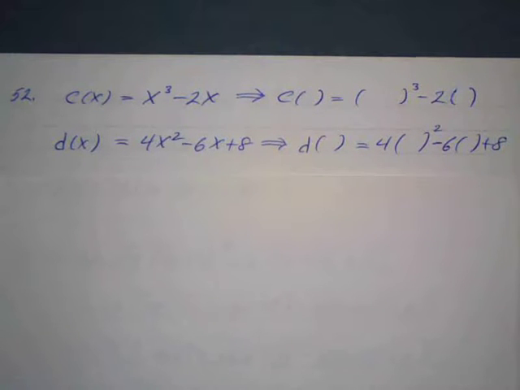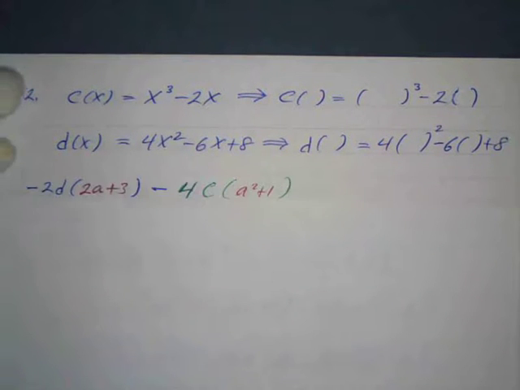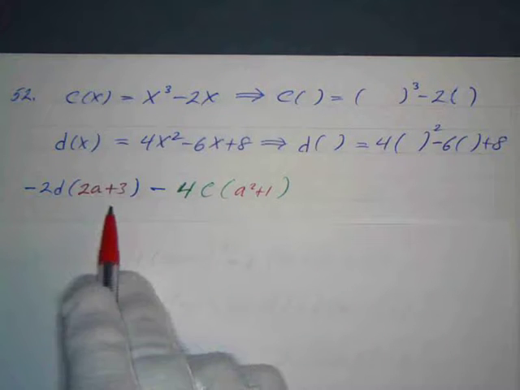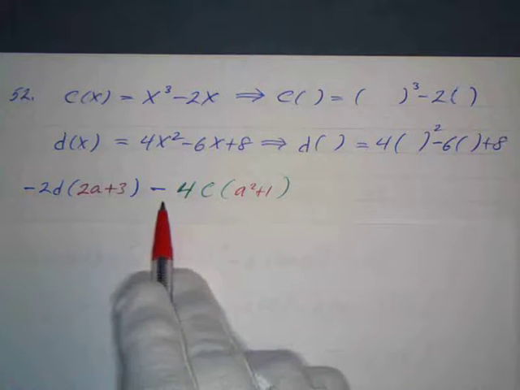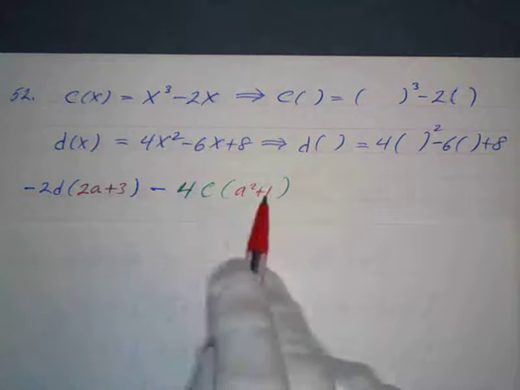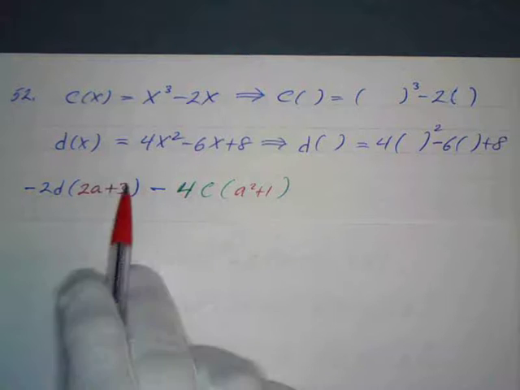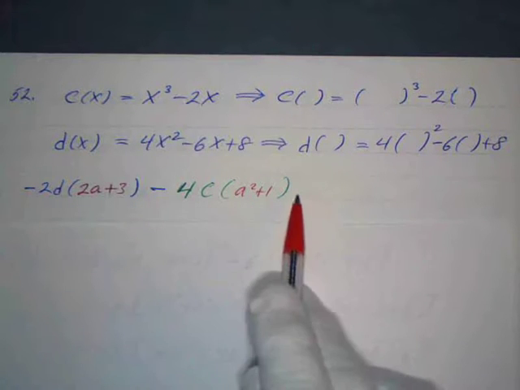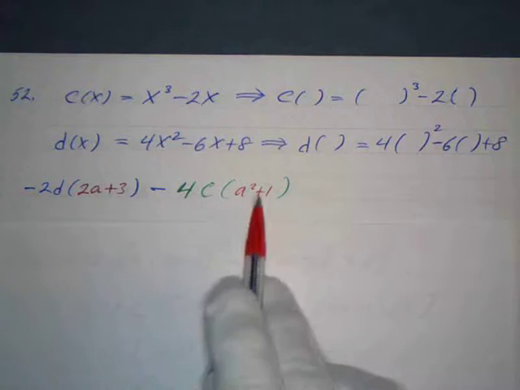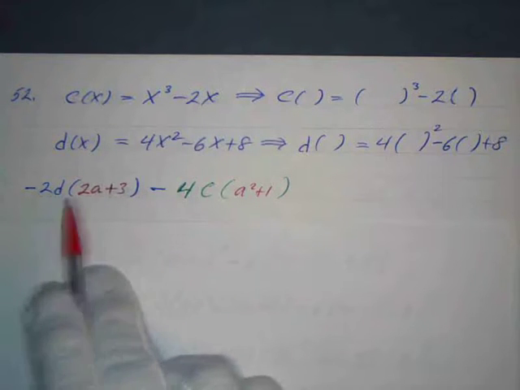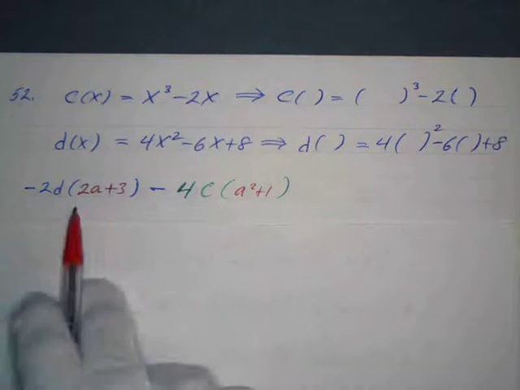So we have these two rules, and the issue is that we were going to take negative 2 times d of this and subtract from it 4 times c of this. So we're going to have to put these in the rule. It's kind of complicated. So probably a better way to do this is to figure out what this is first, then figure out what this is second, and then subtract the 4c of a squared plus 1 from the negative 2 times d of this. So we're going to do this first.